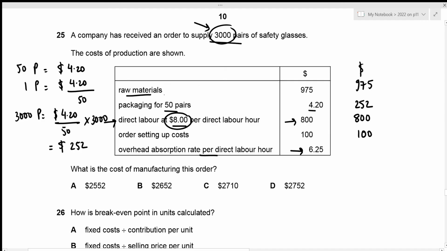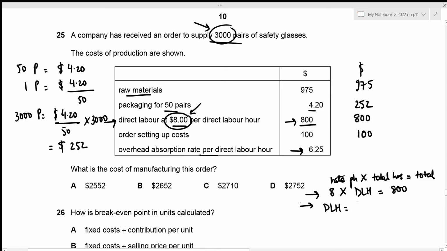So what we know is that the rate per hour times total hours results in the total cost, right? And we're given the rate per hour to be 8. We need to figure out the direct labor hours, and the total is 800. Now we can easily figure out the direct labor hours. That is just going to be 800 by 8, which results in 100. So we utilize 100 direct labor hours.